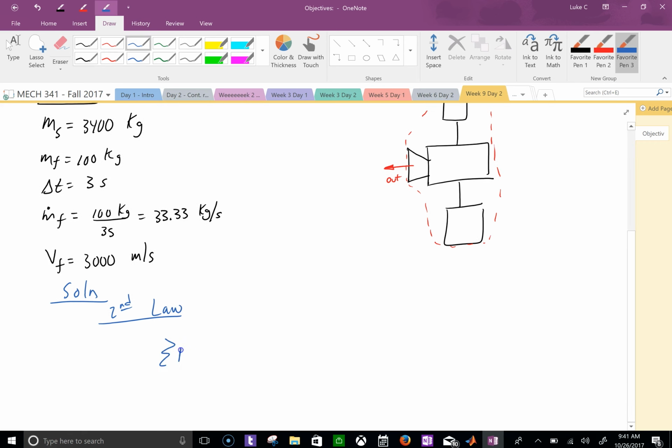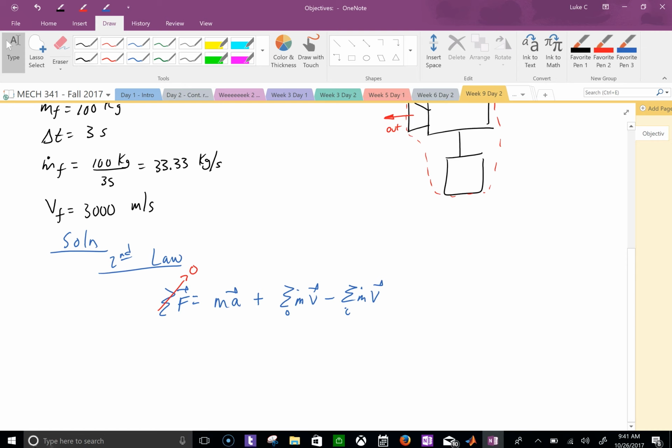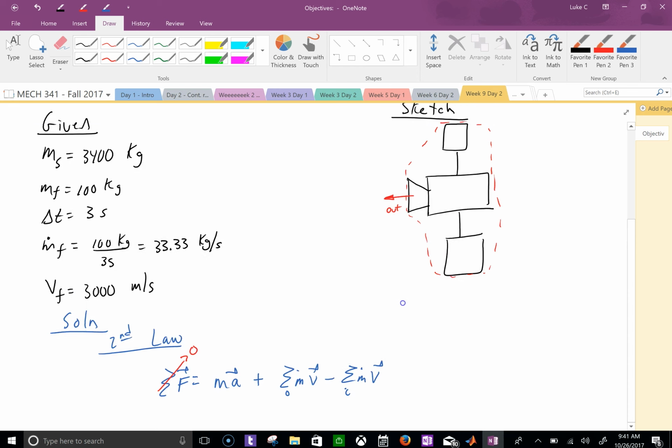We have the sum of the forces equals MA plus the summation of M dot V out, minus the summation of M dot V in. We know that MA term is 0. Oh, what are we looking for? Sorry, forgot to do finds. We're trying to find T, A, and delta V.